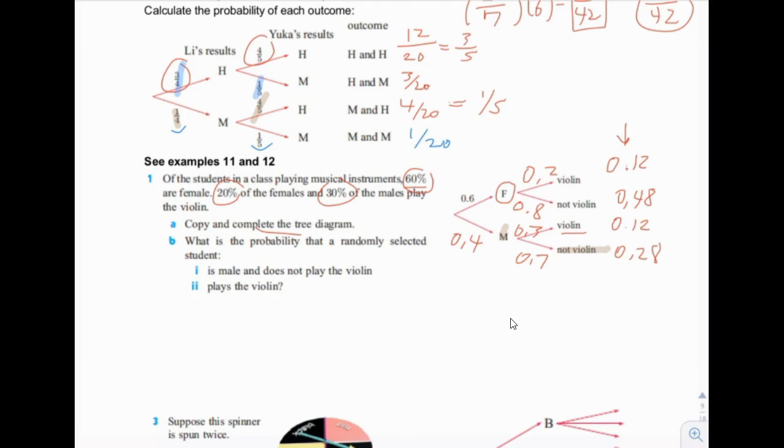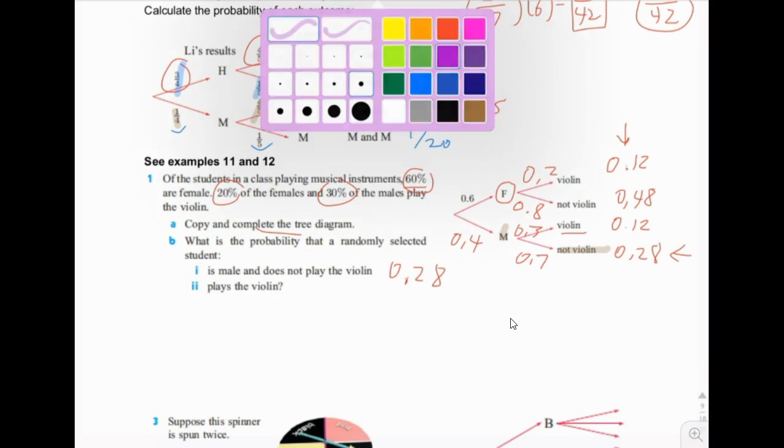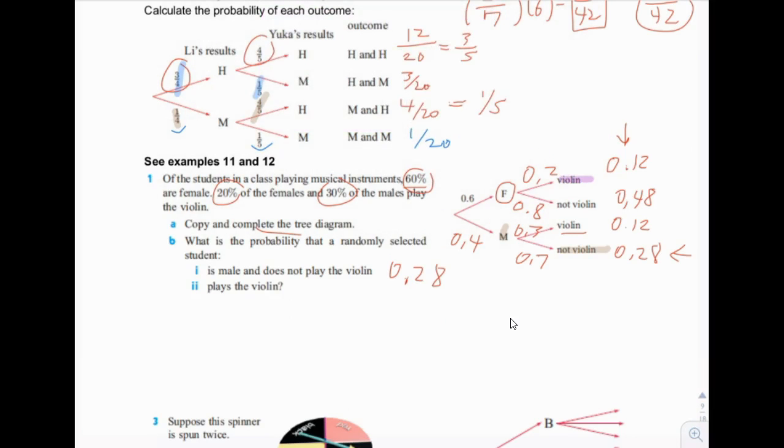Okay, so what is the probability that the student is male and does not play violin? 0.28. Okay, what is the probability that the student plays the violin? Okay, so plays the violin, that would be this leg plus this leg. So we're going to add those two together. We're going to add 0.12 plus 0.12, which is going to be 0.24. Okay?